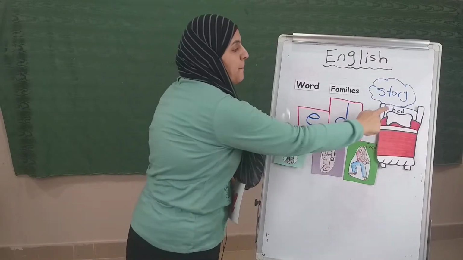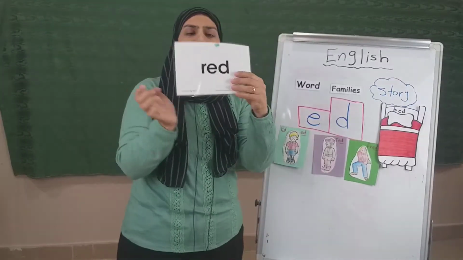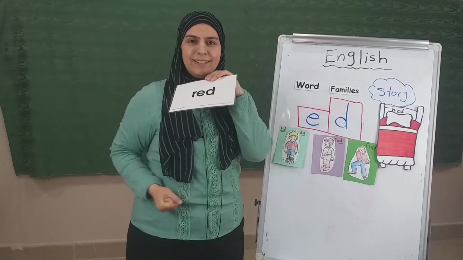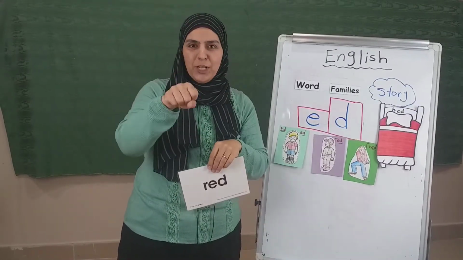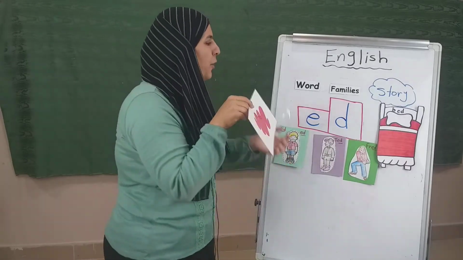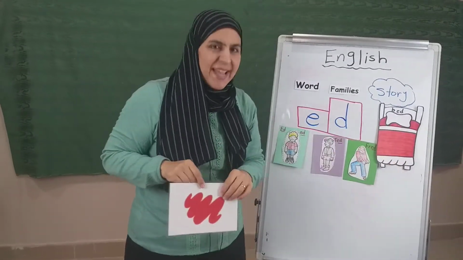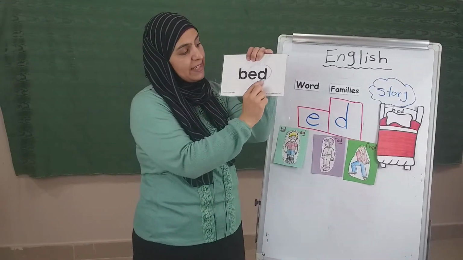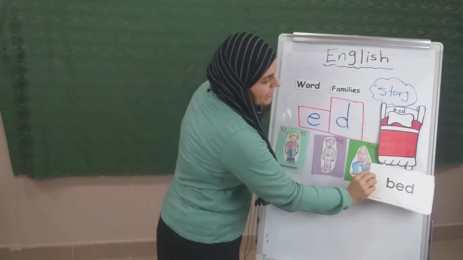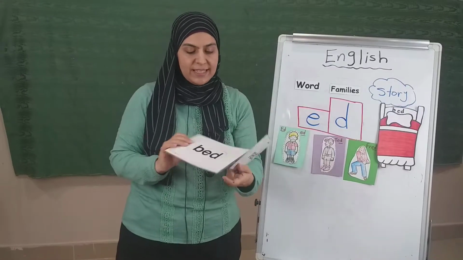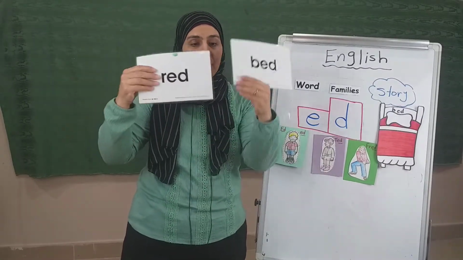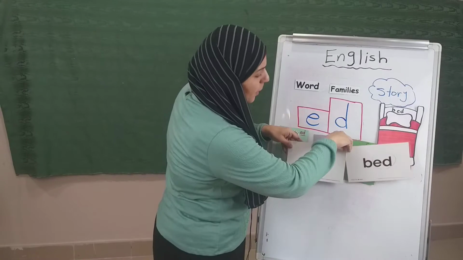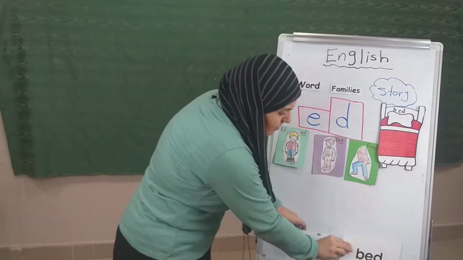So everybody say bed and red. Red. Excellent. What color is this bed? Red. Excellent. B-E-D. Bed. Let's read it again. B-E-D. Bed. Red. Bed. That's a red bed. Everybody say red bed. Okay, so red and bed.